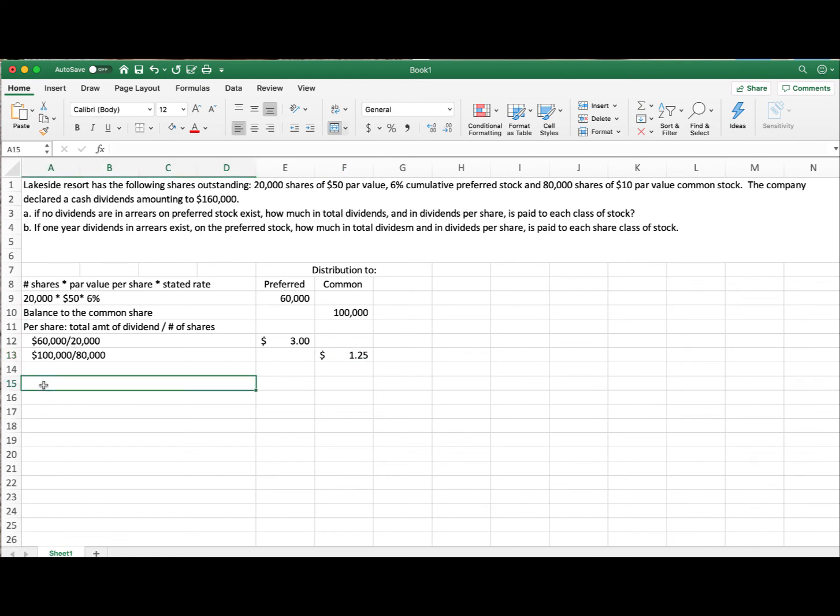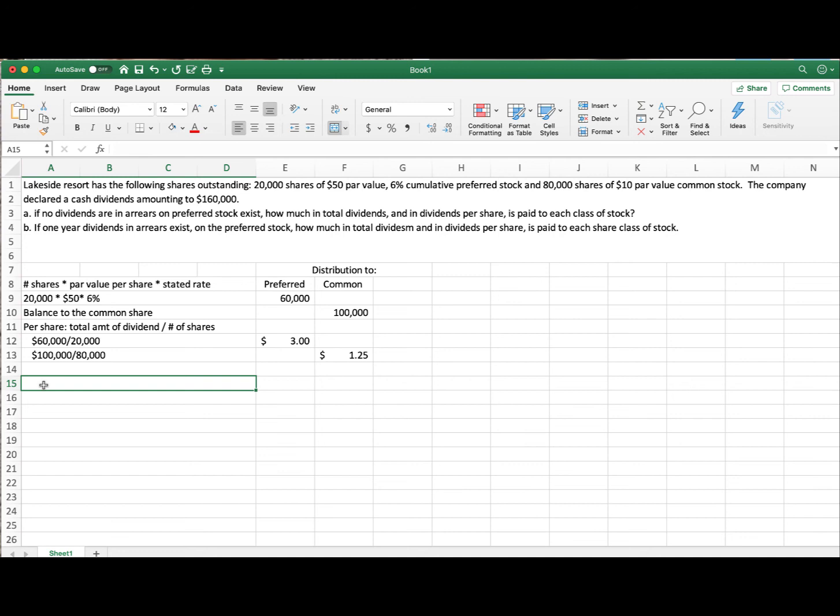Now, part B, super simple. Part B says if 1 year dividend in arrears exists on the preferred stock, how much in total dividends and in dividends per share is paid to each class of stock? Super easy. First thing we're going to do is calculate preferred, always preferred first. How do I calculate the total dividend that we need to pay to the preferred shareholders?